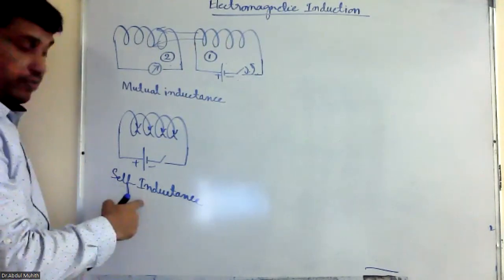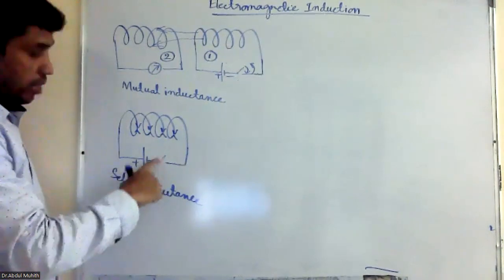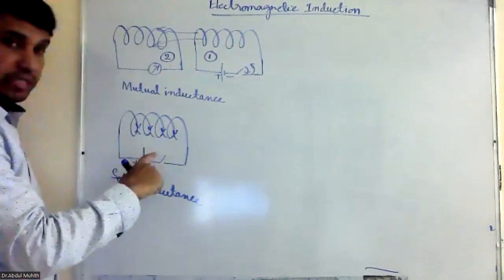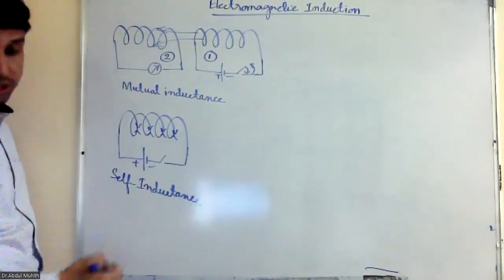In self-inductance, what will happen? The same coil is there. There is only one coil and there is a tapping key. Then what happens when we tap the key? There is a changing magnetic field. Because of that, current is induced in the same coil but in the opposite direction. This phenomenon is known as self-inductance.